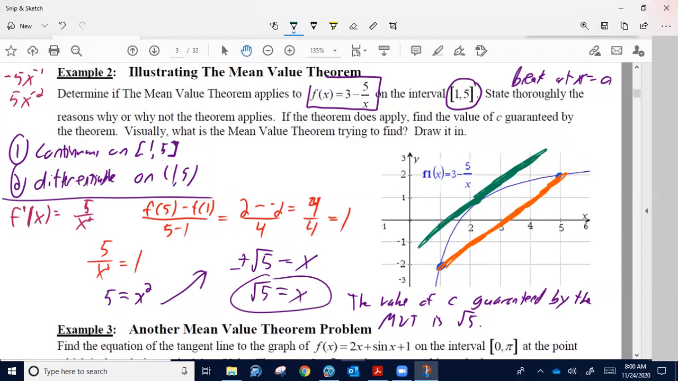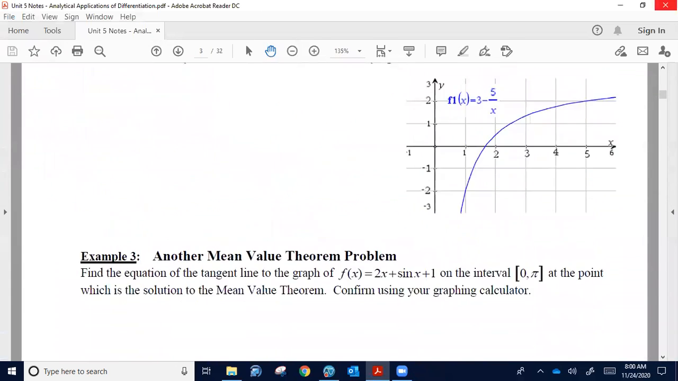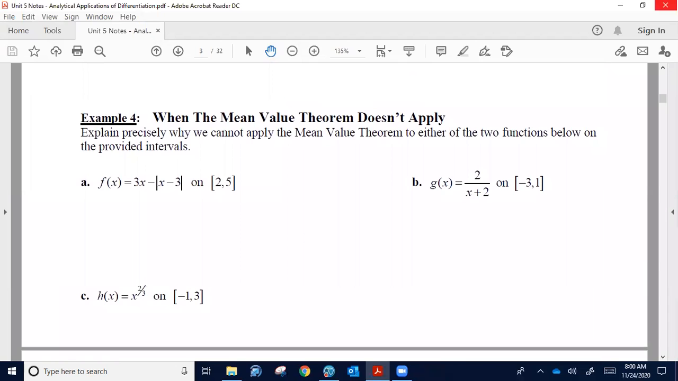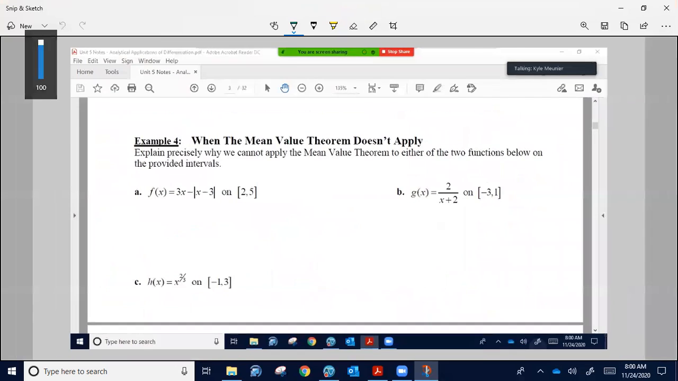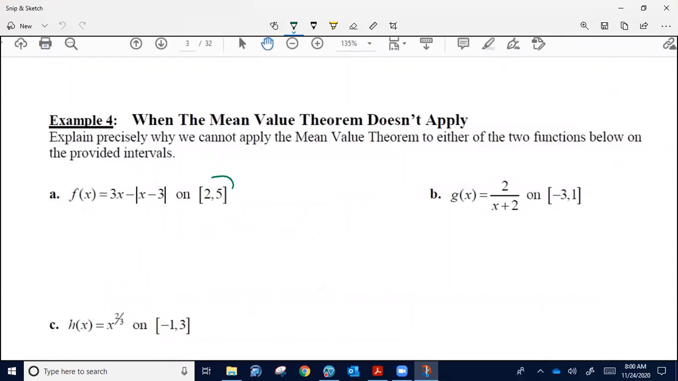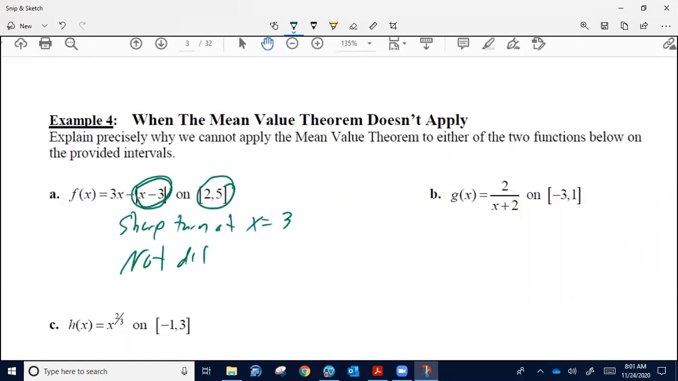And that's what the mean value theorem says, as long as you're continuous on the closed and differentiable on the open. All right, let's skip to example 4. Why does the mean value theorem not apply? Well, for part A here, we have an interval of 2 to 5. This is not a fraction or a radical or anything unusual. It's continuous, but this has a sharp turn at x equals 3. So it's not differentiable on the open interval 2, 5.